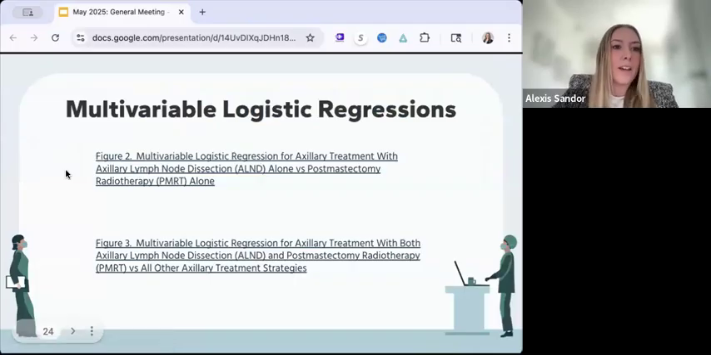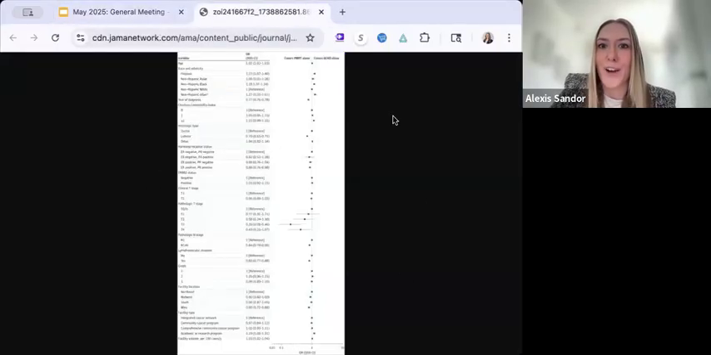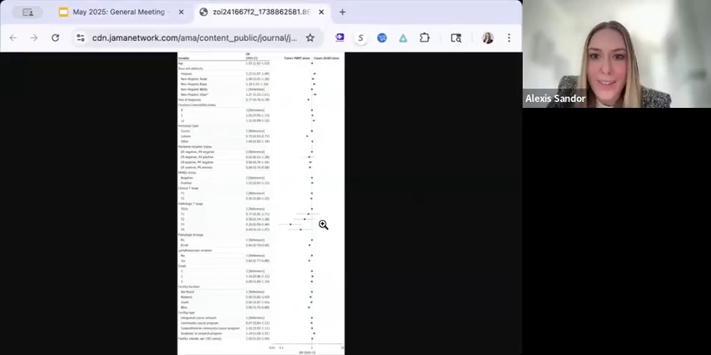All right. And these are figure 2 and 3. These are the mixed logistic regressions. They are not very user-friendly to see, obviously, on a slide. So hopefully you guys can see it here. I know it's pretty small. So I'm just going to quickly run through what is important about this.